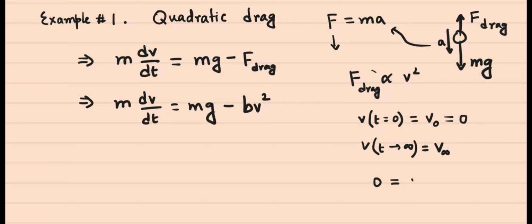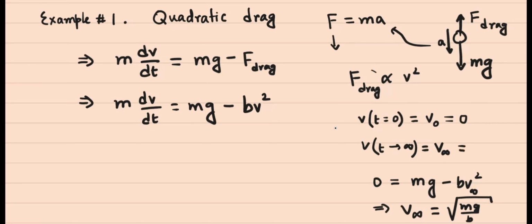On the right hand side we have mg minus bv squared, and this v is actually the velocity when time goes to infinity. We shall call this velocity the terminal velocity. So this allows us to write the terminal velocity as the square root of mg divided by b. So this v infinity is equal to square root of mg divided by b.